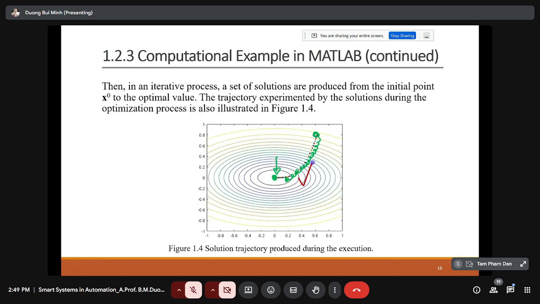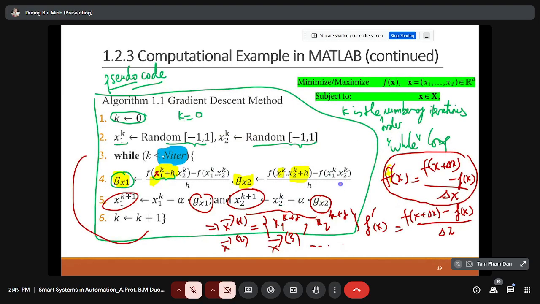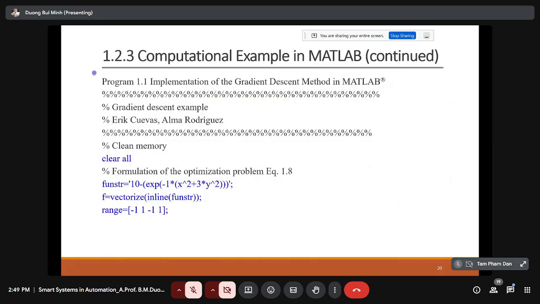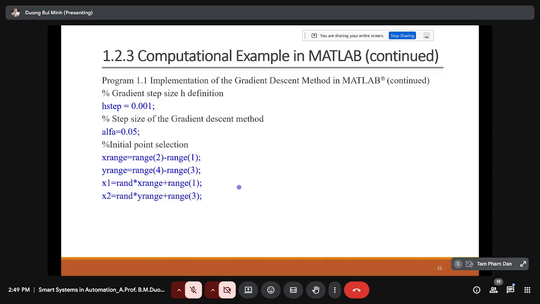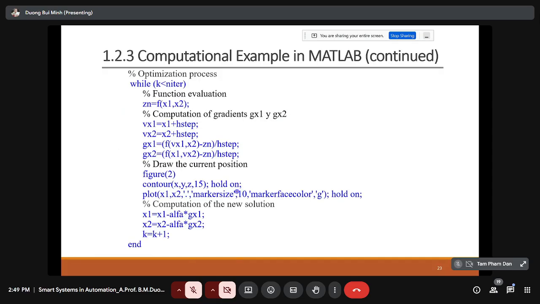Here, now you have 10 minutes. Try to use MATLAB software and copy this code into MATLAB. Run it, and you can understand what the region descent method is.